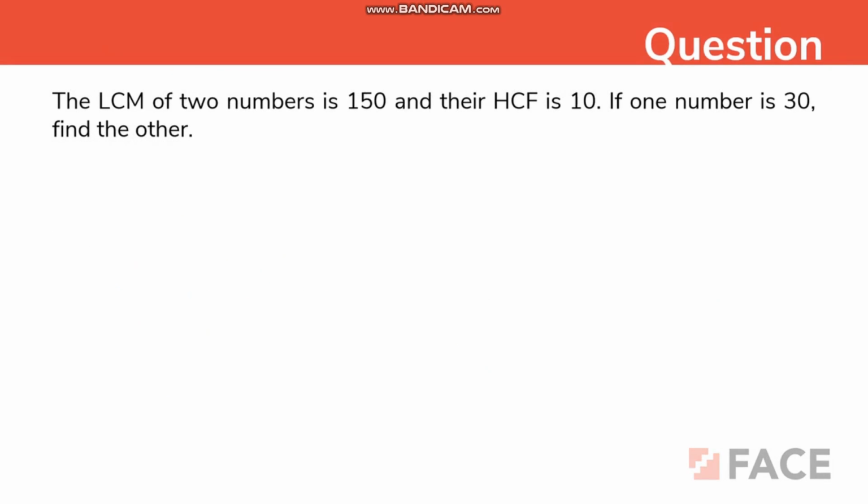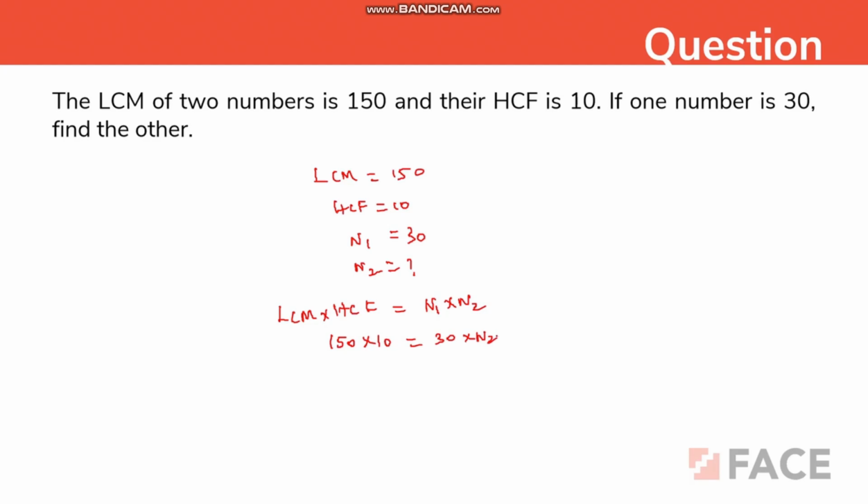Let's solve an example in this case. The LCM of two numbers is 150 and their HCF is 10. So LCM is 150, HCF is 10, right? One number N1 is 30. We want the second number, right? So by the property of LCM and HCF of two numbers, we know that LCM into HCF is equal to the product of the numbers N1 into N2. So 150 into 10 is equal to 30 into N2, right? So cancel out the 0 and we cancel out this 3, this is 50, right? So the second number is nothing but 50.